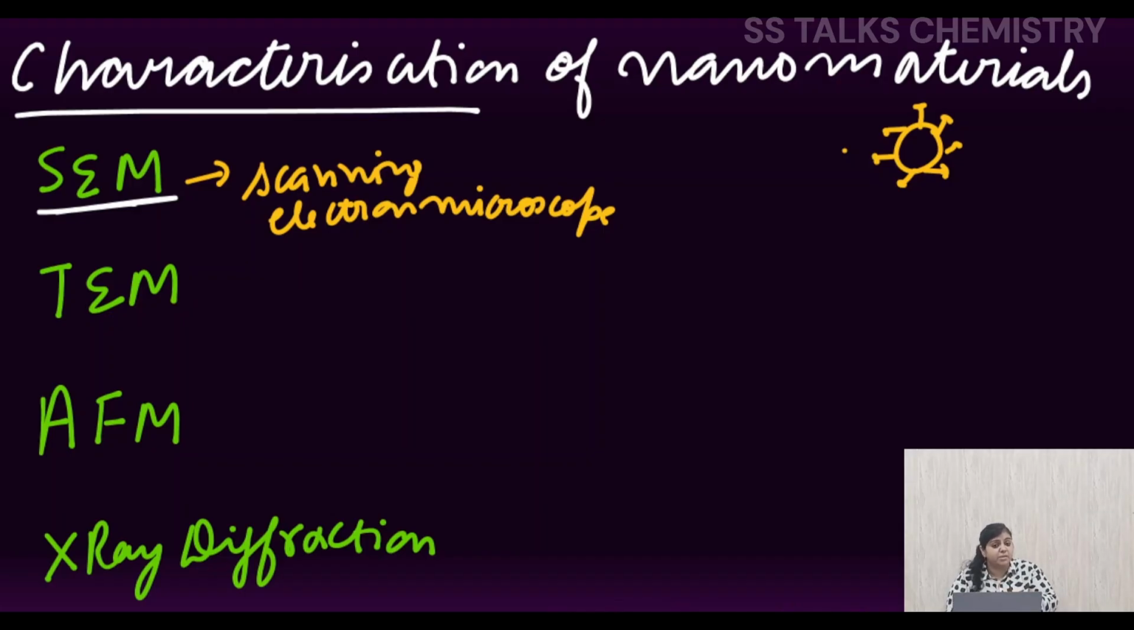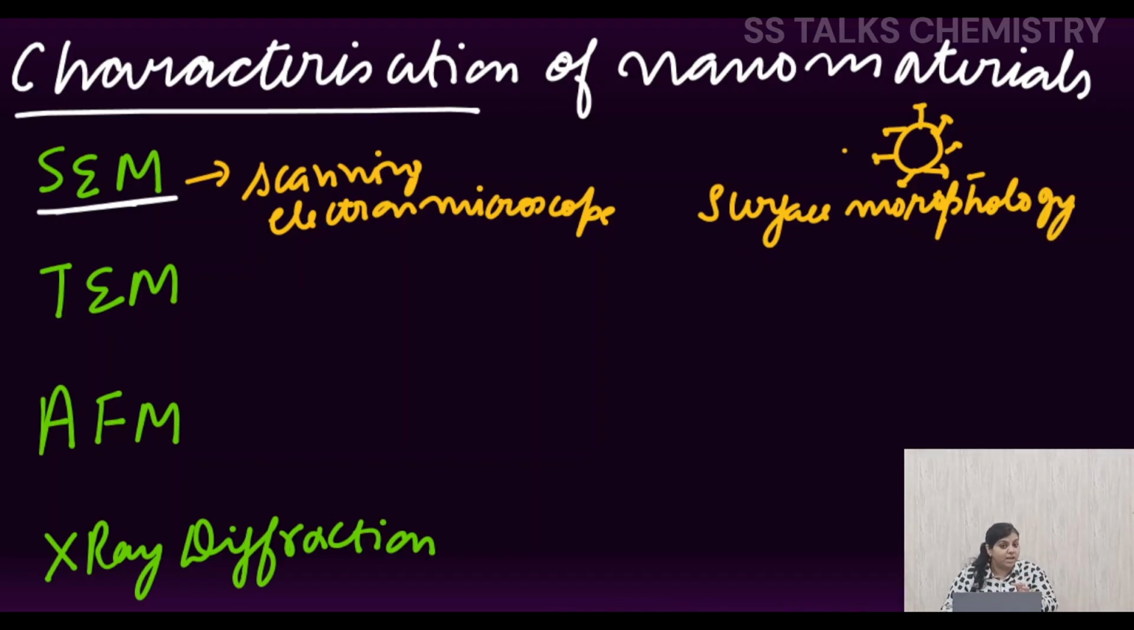The scanning electron microscope basically scans the nanoparticles from the outside surface. That means we get to know about the surface morphology. That is the outer surface of it, which is being scanned using the scanning electron microscope. So we get the surface morphology. That means only the outer structure of the nanoparticles we can get to know using the scanning electron microscope.